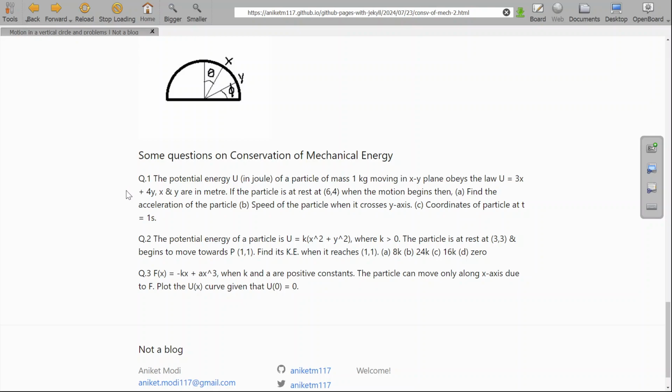So, the first question which we have is that of the potential energy of a particle of mass 1 kg. It obeys a law that the potential energy of the particle is U = 3x + 4y. If the particle is at rest at (6, 4), you have to find the acceleration of the particle. You have to find the speed of the particle when it crosses the y-axis and the coordinates of the particle.